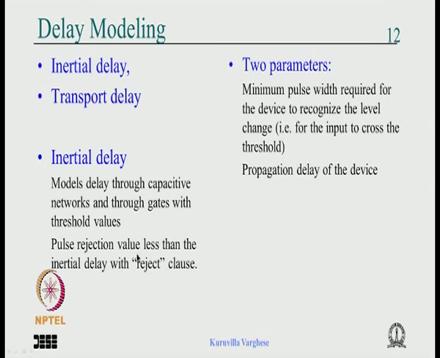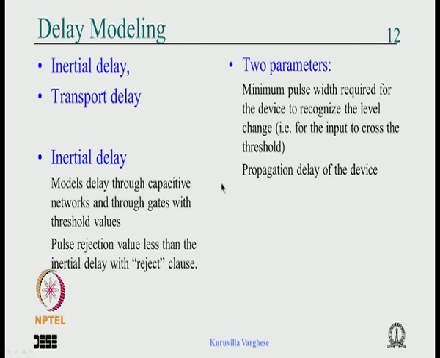Then this was what we started last lecture. We have in VHDL two types of delay, inertial and transport delay. Inertial delay is a delay through a capacitive network. So if you have a capacitor on a bus and you apply a pulse, it takes some time to build up, and so there is a delay.